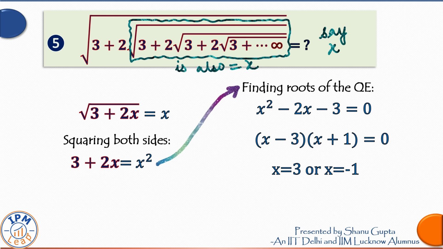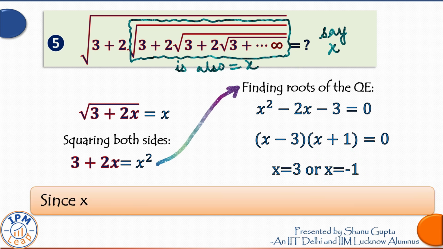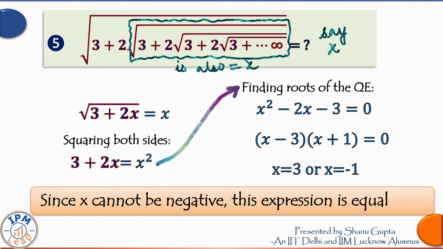But as we have seen earlier also, anything under the square root sign is essentially positive. It cannot be negative. So we drop this value of x, minus 1, and our answer for this expression is x is equal to 3.